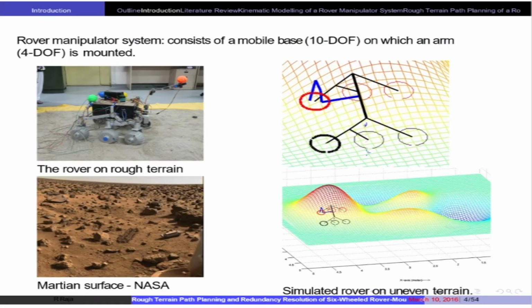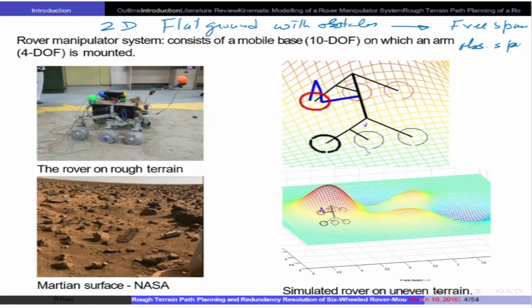Now let us move on to the next part, where we are talking about applications in 3D. Whatever we were talking about till now are all applications in 2D. Okay, 2D means flat ground with obstacles. So how did we approach the problem in 2D? We basically said that we can divide it into free space and obstacle space. The robot cannot go into the obstacle space. It is free to go anywhere in the free space. That is how we approach the problem.